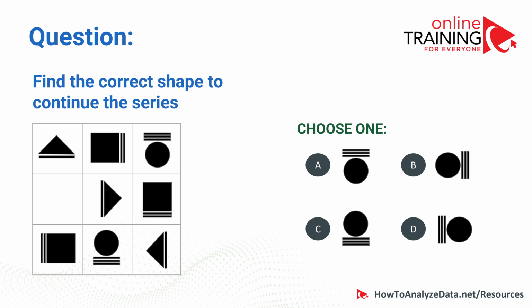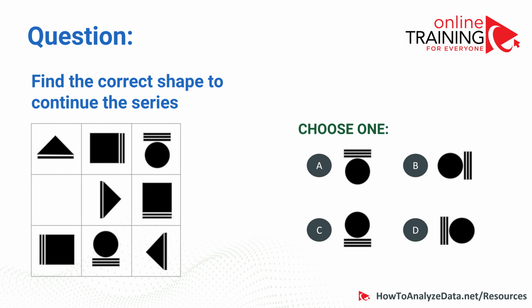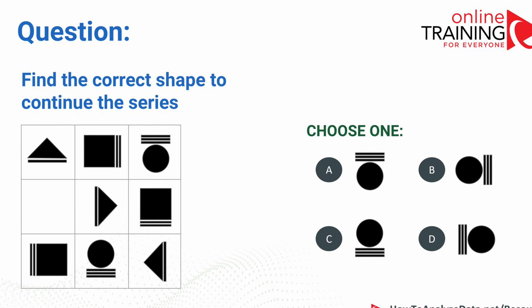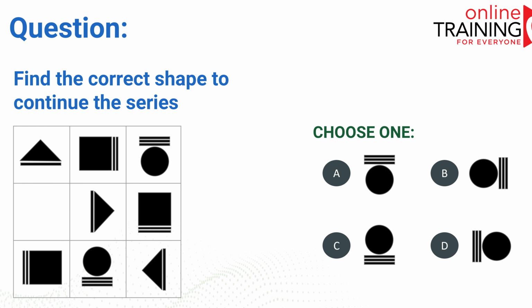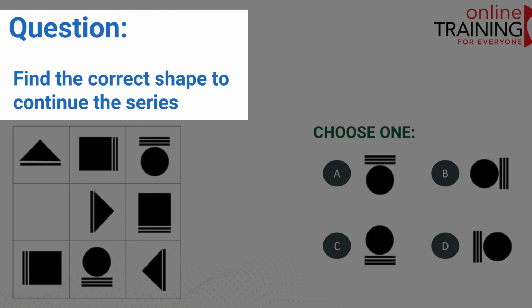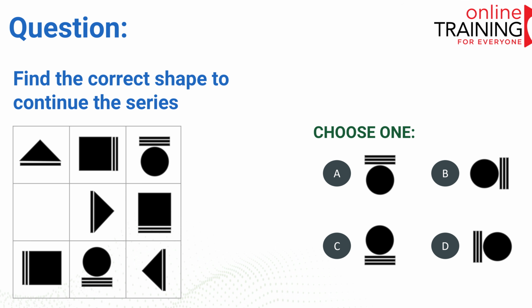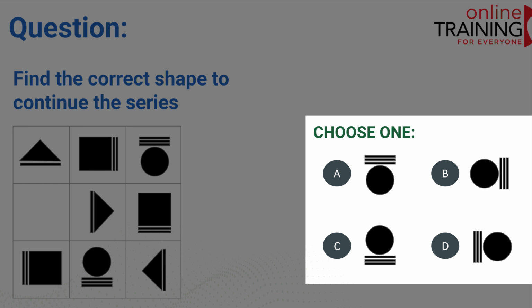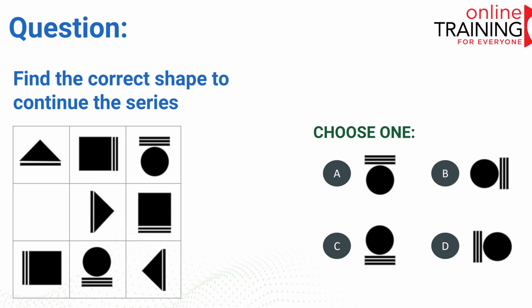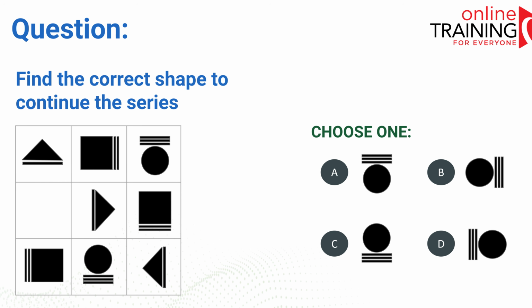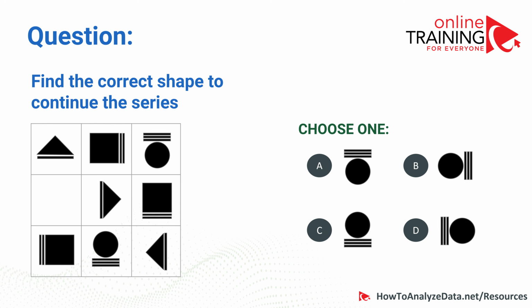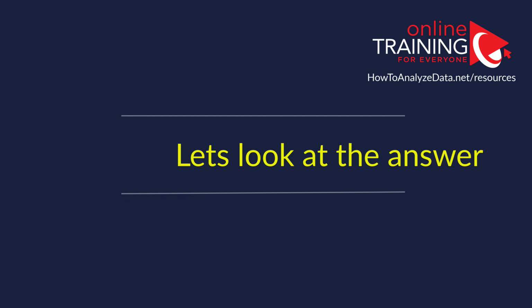Now let's look at the very complex question which you see a lot during logical reasoning tests, psychometric tests, and the numerical reasoning tests. Find the correct shape to continue the series. And what we have here, we have 3 by 3 matrix with 8 shapes populated, and 1 shape is missing. There are 4 choices as usual, but in order for you to calculate the right shape, you need to determine the pattern. And in fact, there are 2 patterns here on this screen. Can you figure it out? Do you know what the right answer is?